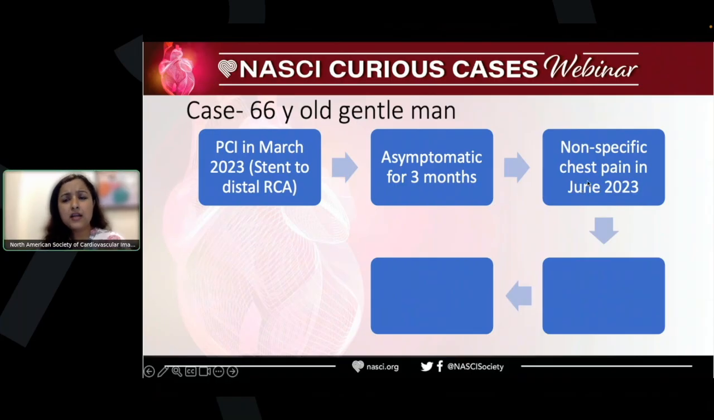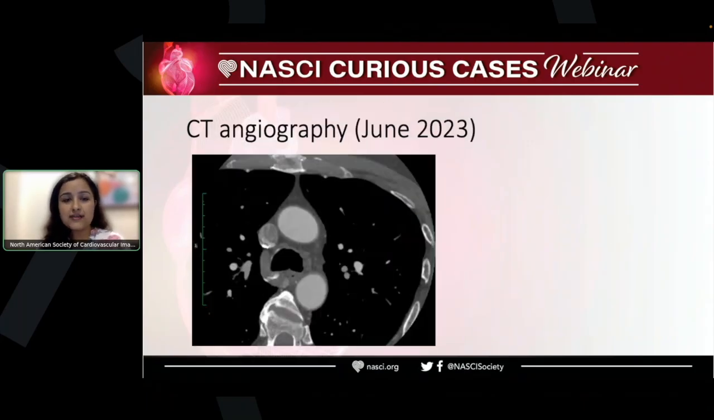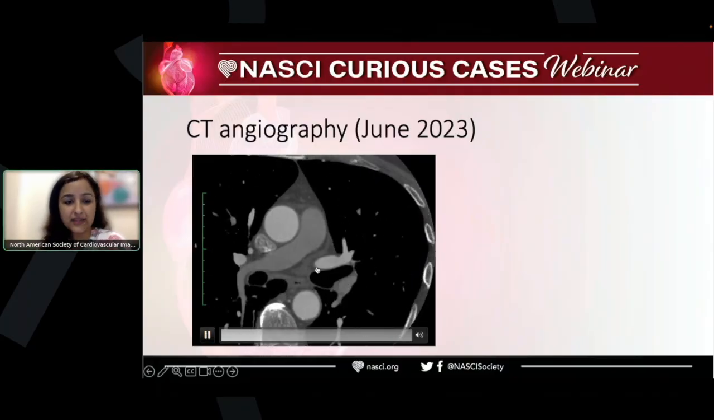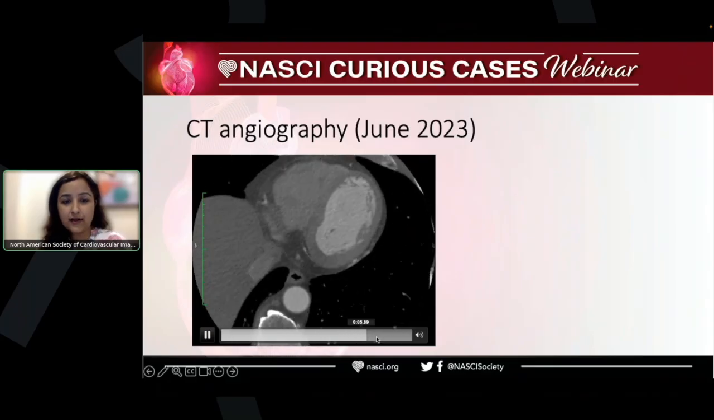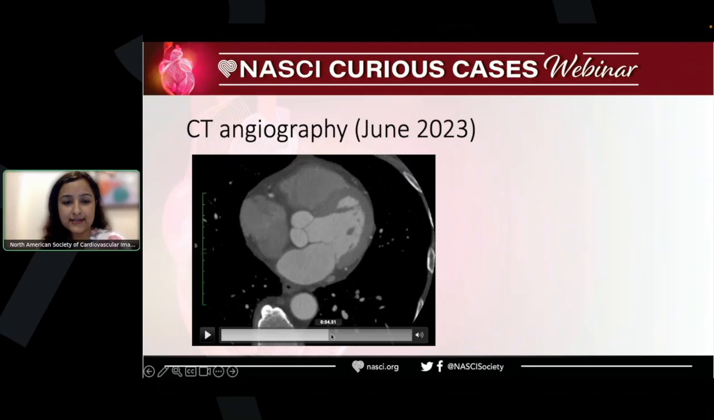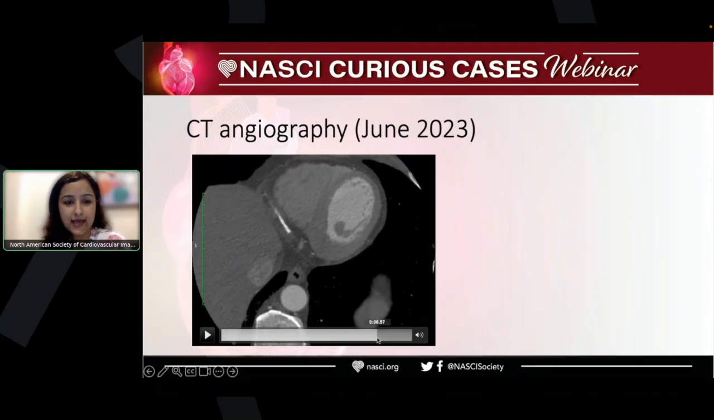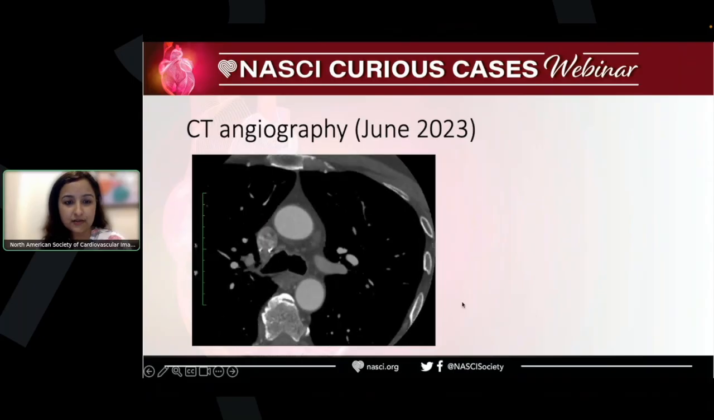Now, of course, the cardiologist believed that there could be something related to the stent, or there could be in-stent restenosis, or maybe he's having some other coronary artery disease which has now become significant. So a CT angiogram was done to rule out something else, and it showed no significant coronary artery disease in the LAD and LCX. And this was the status of the distal RCA stent over here. I have the stills, I'll show you.